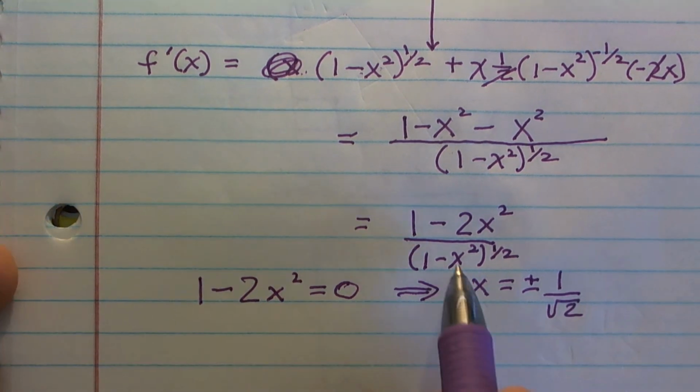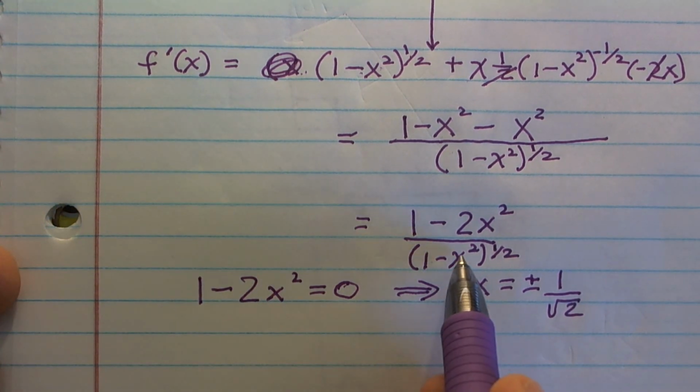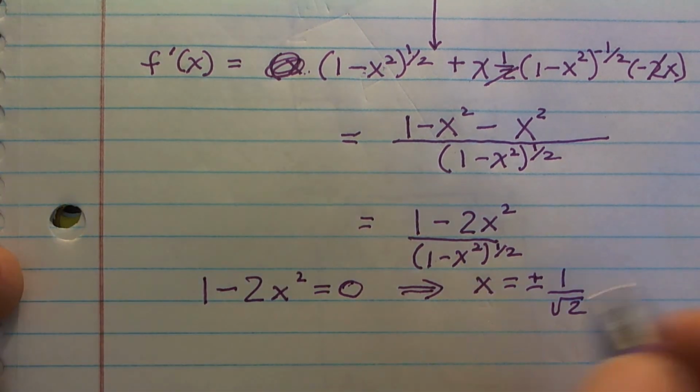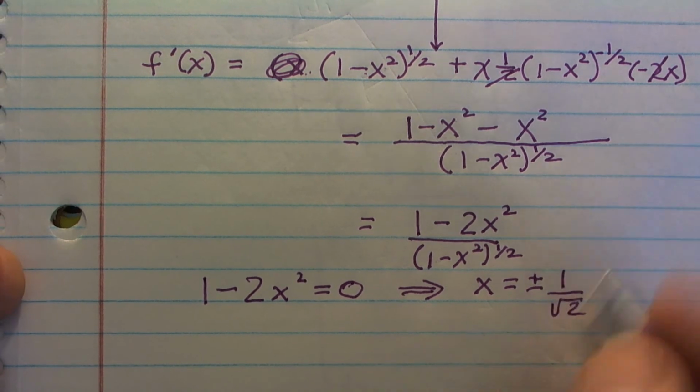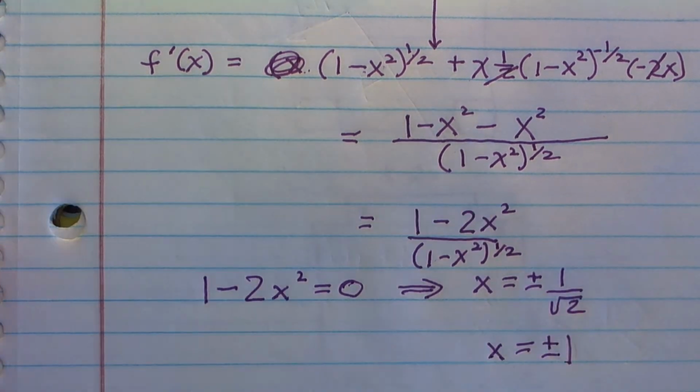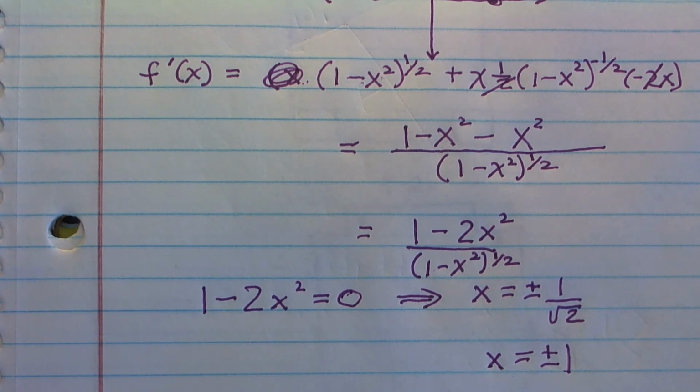Now also I notice that when x is 1 or negative 1, I get 0 on the bottom. So I'm going to think about negative 1 and 1. I'm just going to say plus or minus 1, and let's see what we can determine from that. Because when we're finding critical numbers, we're concerned about where the derivative is undefined and where it's equal to 0.